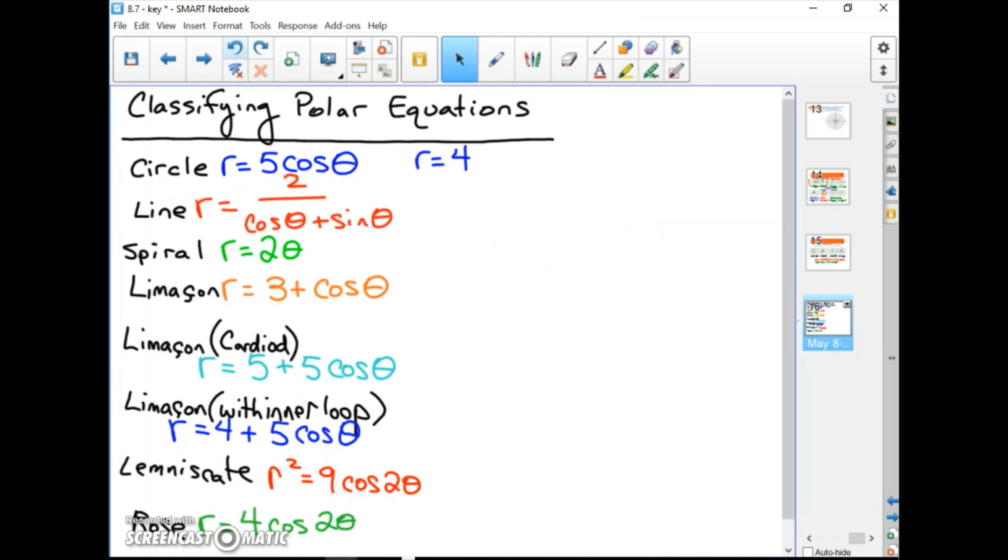So you need to be able to classify these. As soon as you classify these, the graphing is going to become a million times easier.